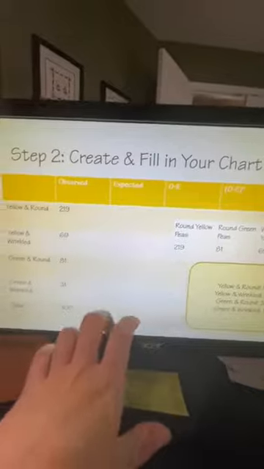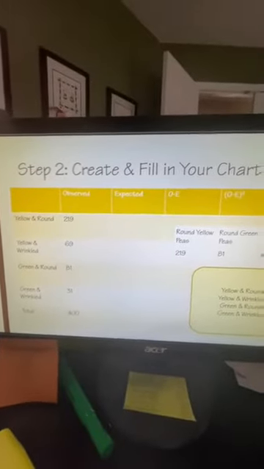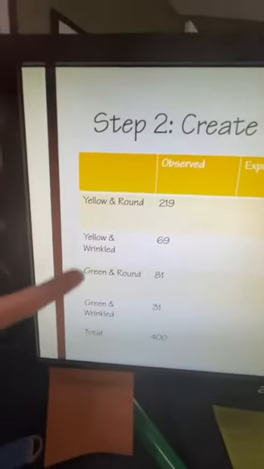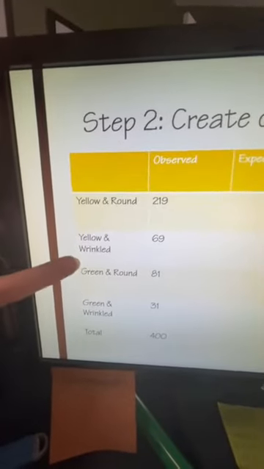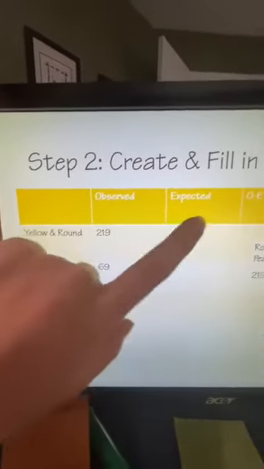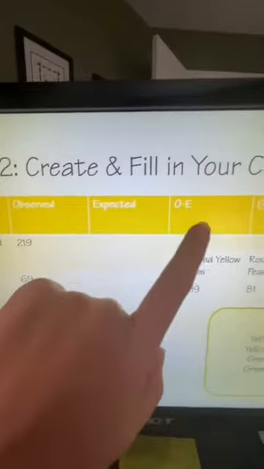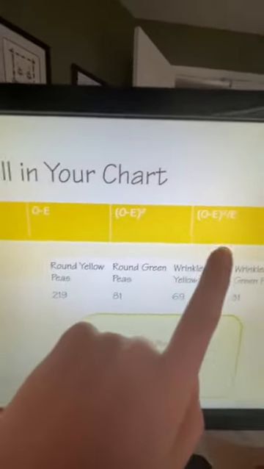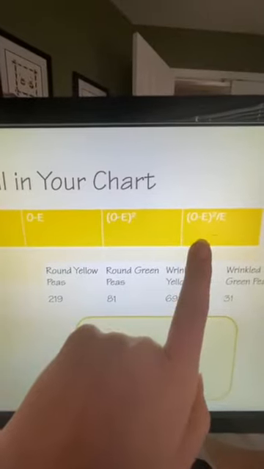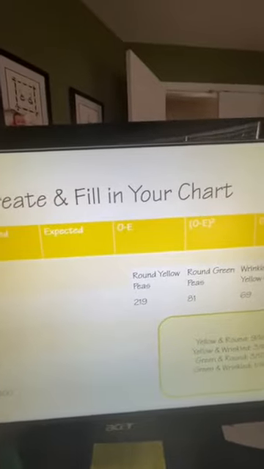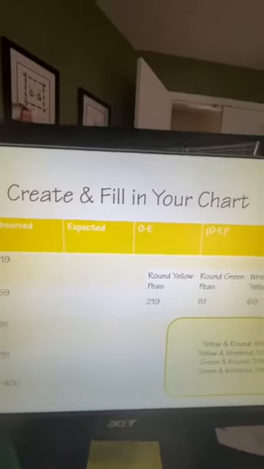Well, how do I apply that to this big thing? I always tell my students to use this chart. When you make your chart, you'll put all of your phenotypes on one side: yellow and round, yellow and wrinkled, green and round, green and wrinkled. We're going to have the observed and then the expected column. Then observed minus expected, observed minus expected squared, and then observed minus expected squared over expected. All this is doing is breaking down the formula into its components so you can do it in a stepwise function so that you're less likely to make errors.